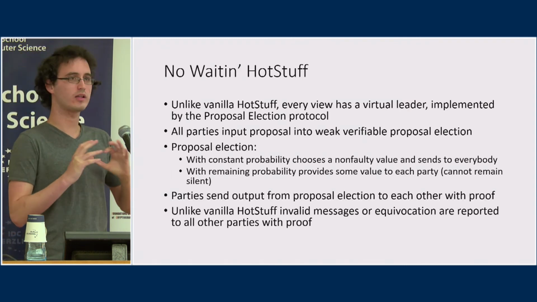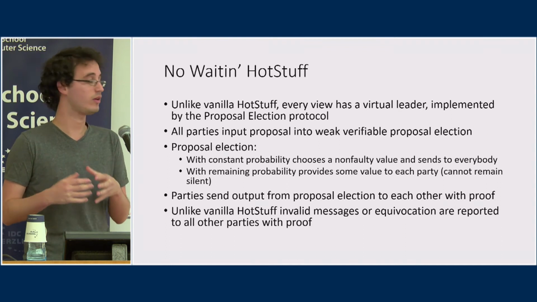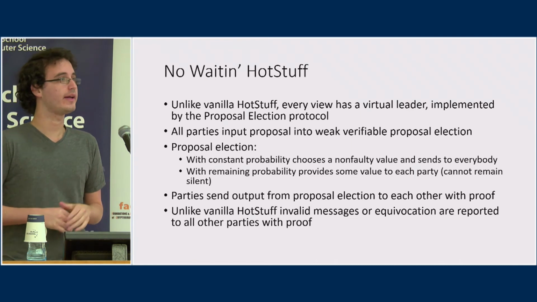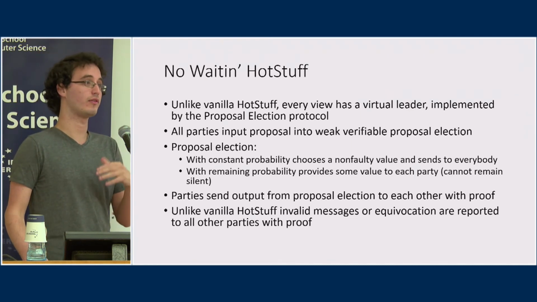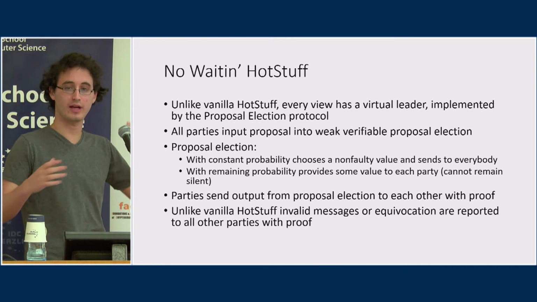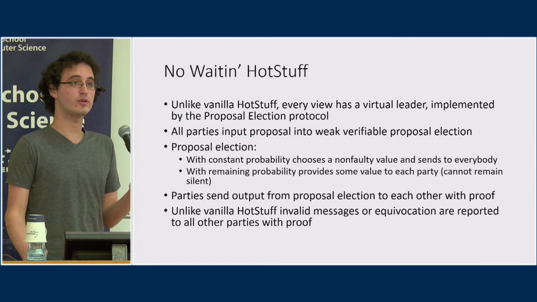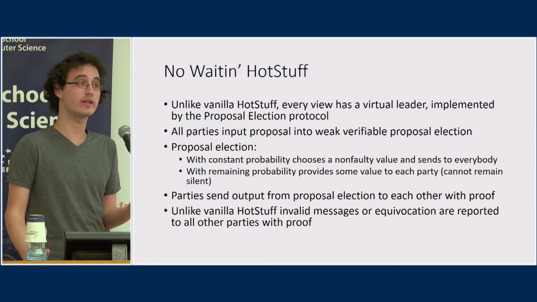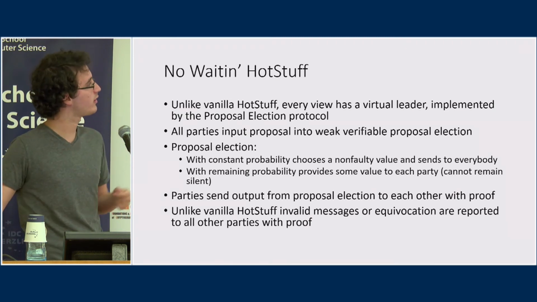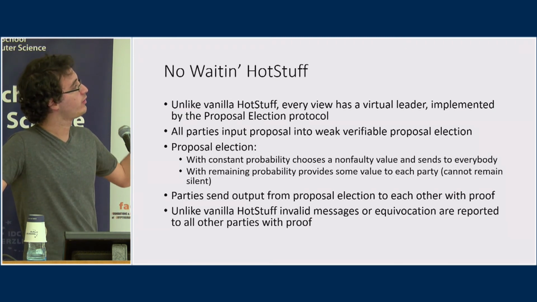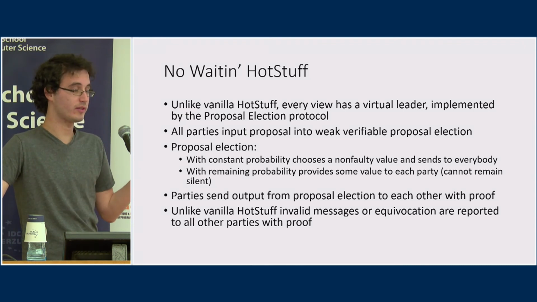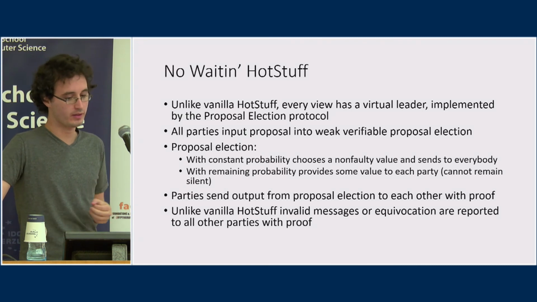So let's talk a little bit about our consensus protocol. We call it No-Wait HotStuff. It's an adaptation of the HotStuff protocol. It has two major differences from the HotStuff protocol. Those of you that know the HotStuff protocol can imagine how it usually works. In HotStuff, we have a leader for each view. It can either be randomly selected or round robin, exchanging leaders. Unlike HotStuff, in our case, we have a virtual leader in each view. The virtual leader is implemented using the proposal election protocol, as we said.